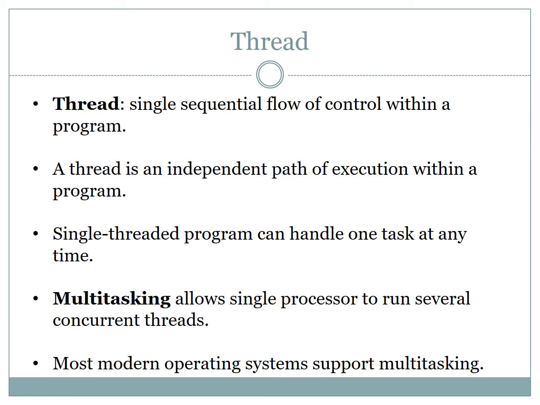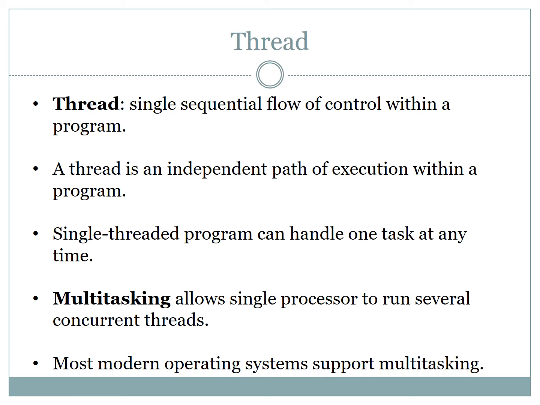What does a thread exactly mean? A thread is a single sequential flow of control within a program, or we can say that a thread is an independent path of execution within a program. A single thread program can handle one task at a time. This means that if we have a single thread in one program, it can handle only one task at the same time. We can perform only one task.